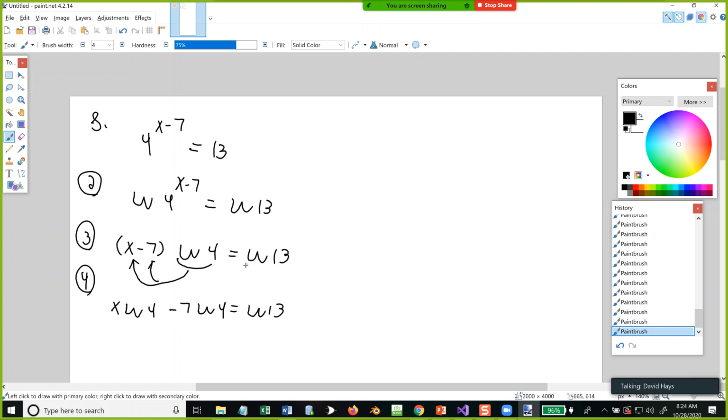Now, first step, get rid of parentheses. Second step, get rid of fractions. Third step, get everything with x on one side, numbers on the other side. Although this looks bizarre, negative 7 natural log of 4, that's still just a number. So I'll take that over to the right side. And then last step is to divide both sides by the number in front of your x, in this case behind the x. So we'll divide both sides by natural log of 4.